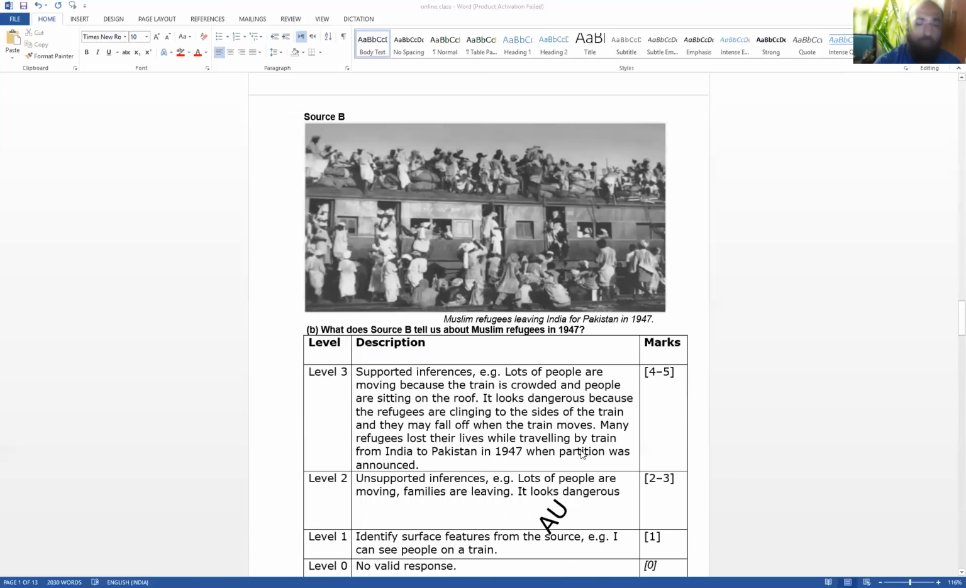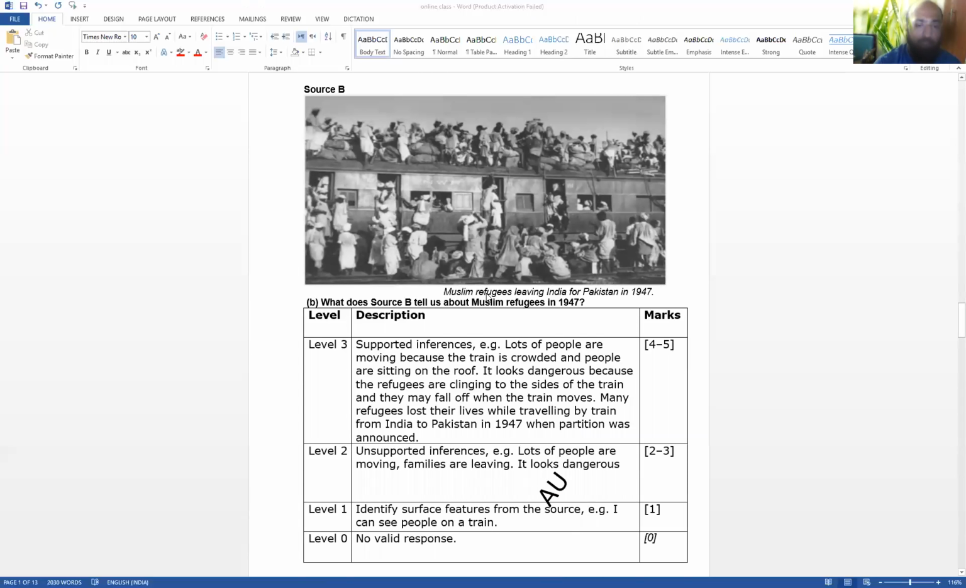In source B, you have been given a picture. In the picture, they are asking you about what is shown. It is called a supported fact. And an unsupported fact is about why it happened, why people are moving in this way. It shows what? Here you can say about it. Identify surface features, you can see the people. Okay, fine. You score 1 mark out of 5.